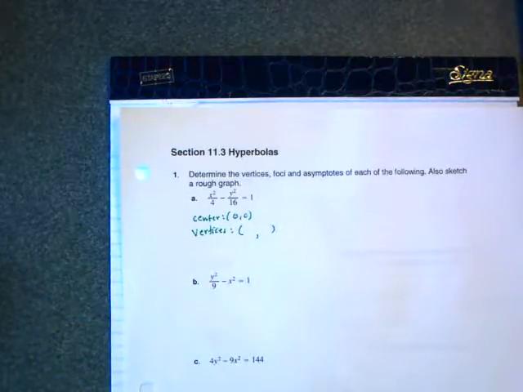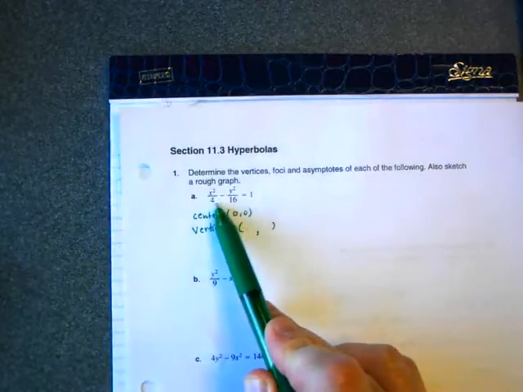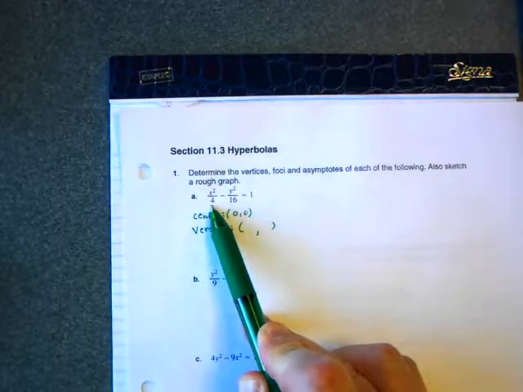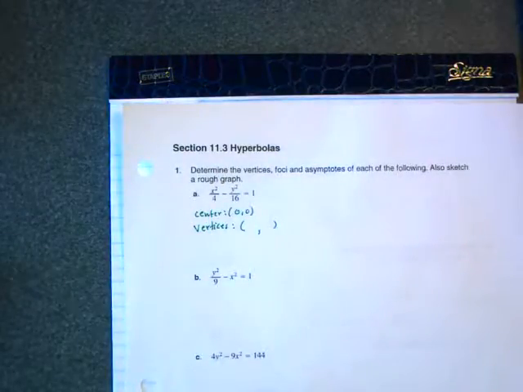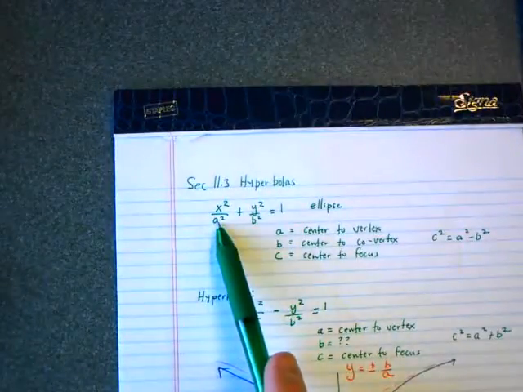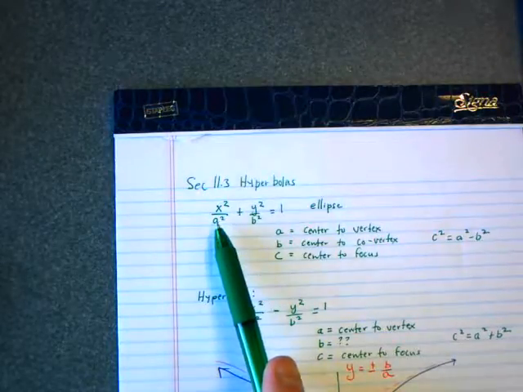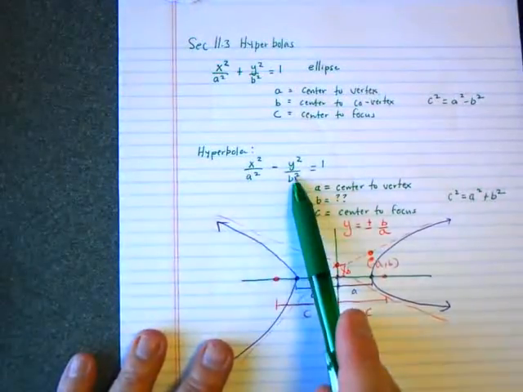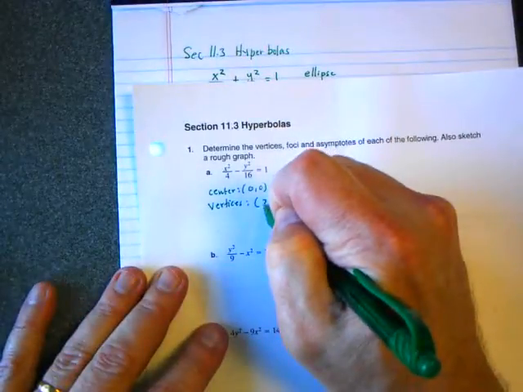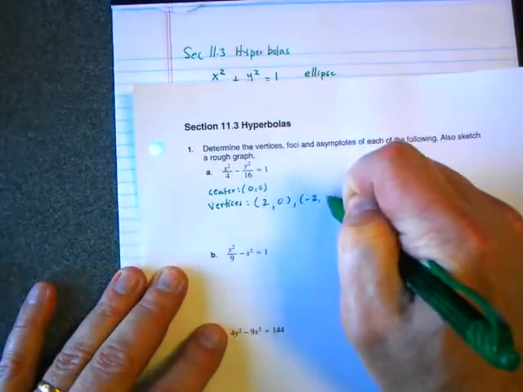All right, so where are the vertices? Well, for this one, what's the A number? A is 2, because this number down here on the bottom is A squared. That's for ellipses. For ellipses, A is the one that goes with the bigger one. For hyperbolas, A is always the one that goes with the positive thing. So A always goes with the positive, B always goes with the negative. So slightly different. So in this case, the vertices are 2, 0 and negative 2, 0.